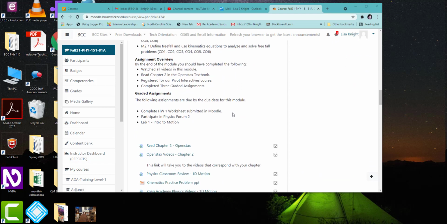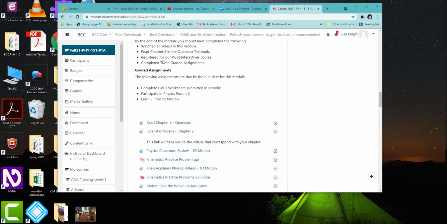In order to prepare for this module, you will need to complete the module videos and read Chapter 2 in your OpenStax textbook. Make sure that you have registered for the Pivot Interactives course because this is where you will do your first lab assignment.